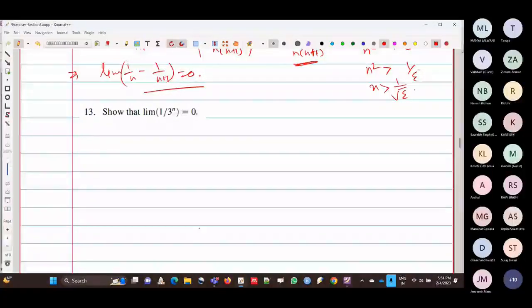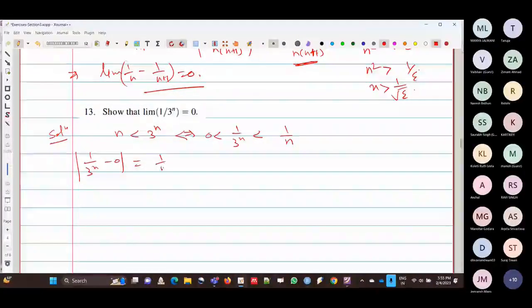Question number 13. We need to observe that n is always less than 3 to the power n. This implies 1 upon 3 to the power n is less than 1 upon n, and this is always greater than 0. So we can write 3 to the power n minus 0 equals 1 upon 3 to the power n, and this is less than 1 upon n, and this is less than epsilon when epsilon is greater than 1 upon n.